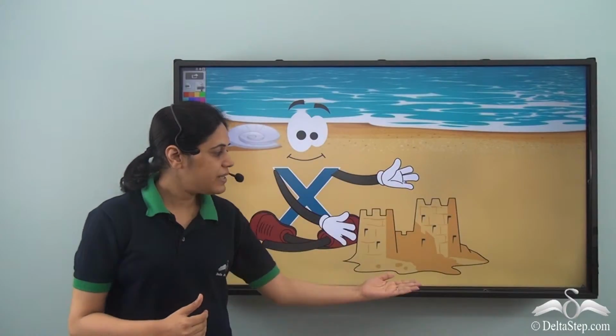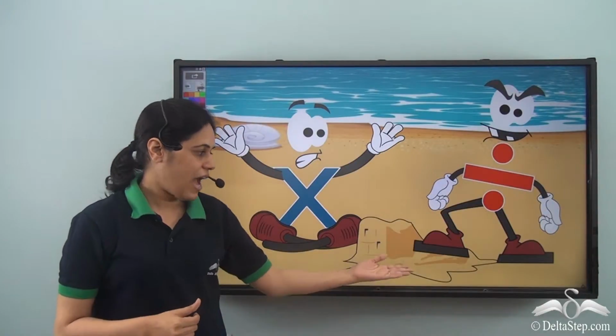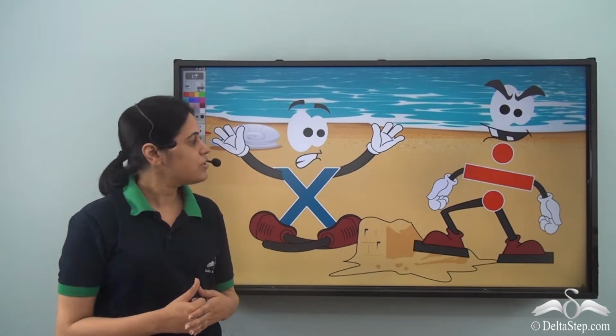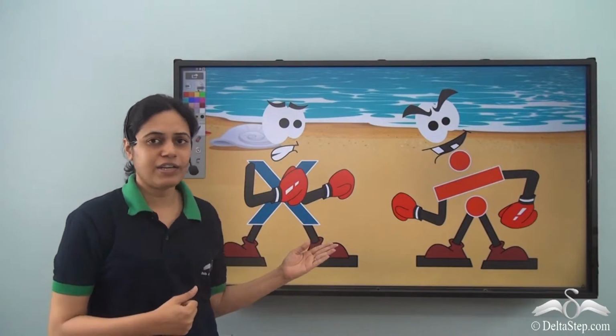Then, on another day, multiplication built this beautiful sand castle. And the naughty division came and he just kicked it and broke it into pieces. So, multiplication was very angry. That day onwards, from friends, they became enemies. And whatever one did, the other did exactly the opposite of that. And that is what is the case in mathematics as well.